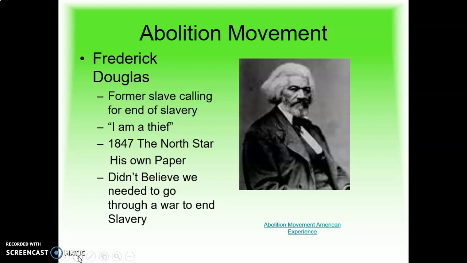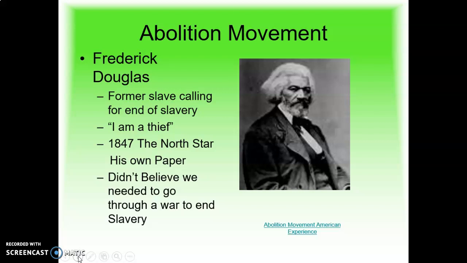So Frederick Douglass, he's a former slave from Maryland. He escaped slavery. If you know the story, he was taught to read and write at a young age, and he was a skilled worker. And he ends up escaping slavery, and he becomes, in the 1800s, probably the most famous African American in the U.S. He writes a famous speech, "I am a thief." And he delivers that quite a few times.